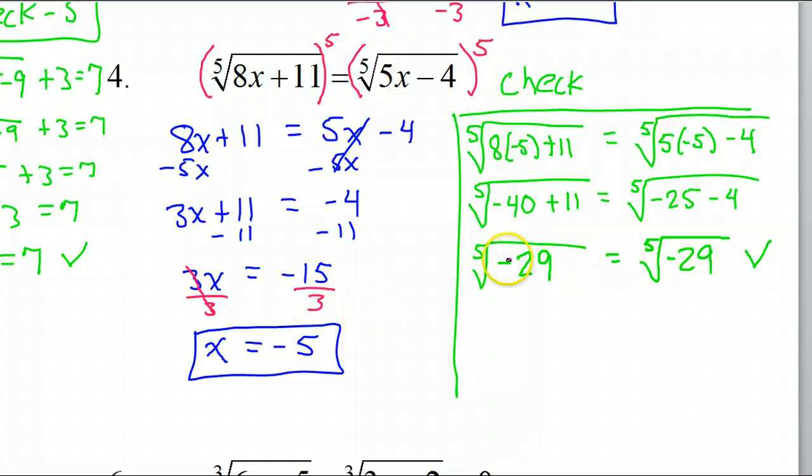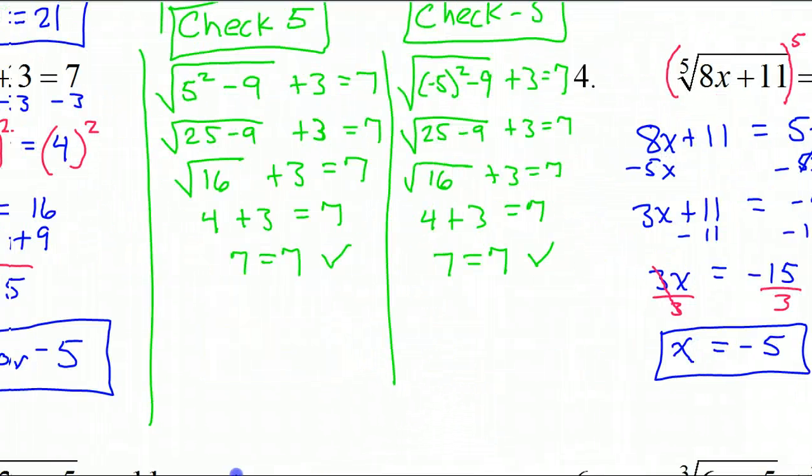But if this had been an even power, like fourth root or sixth root, then even though these are equal, like if we had, say, the fourth root of negative 29 is equal to the fourth root of negative 29, it would still be invalid because you can't take the fourth root of a negative number. Okay, so we would say no solution if that had been the case. So watch out for that. Maybe that'll happen later.